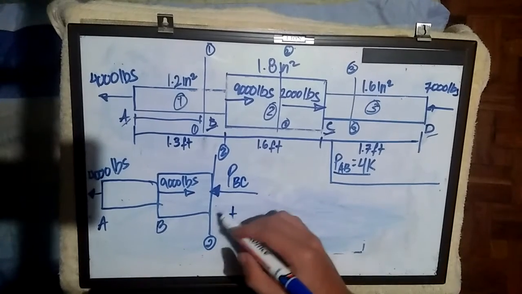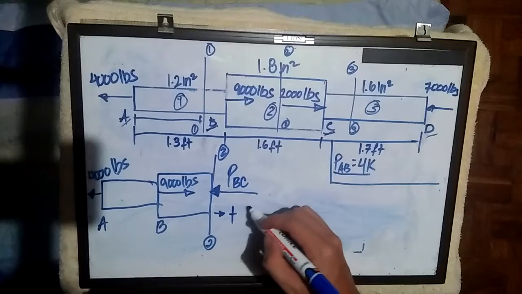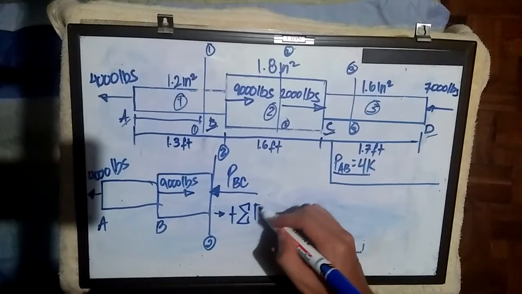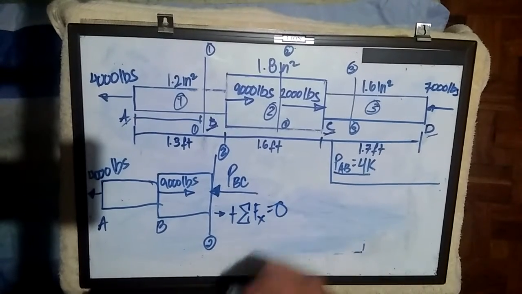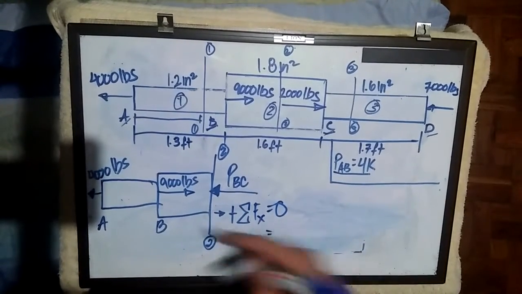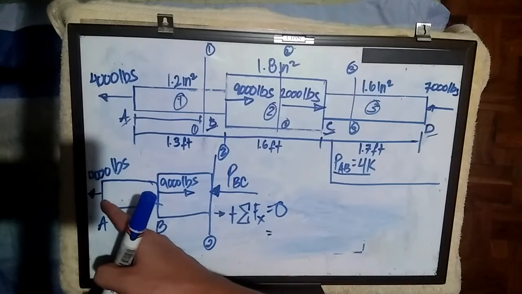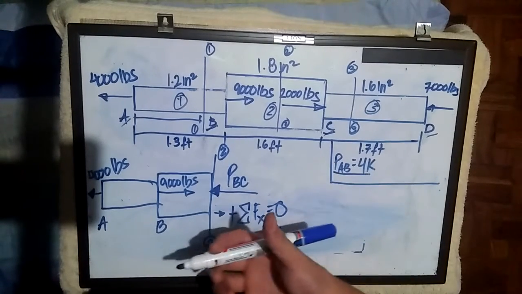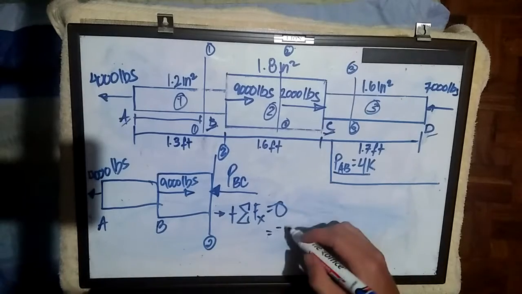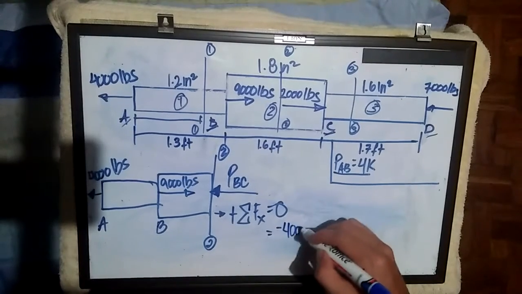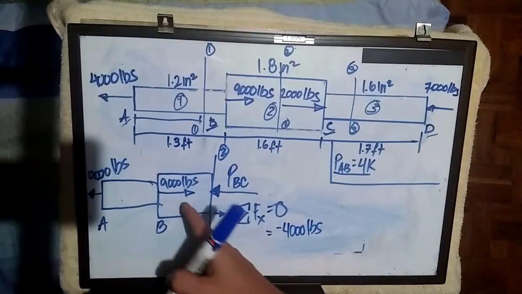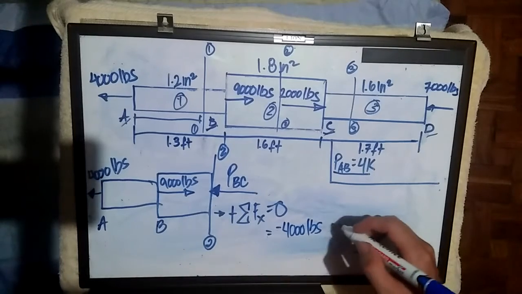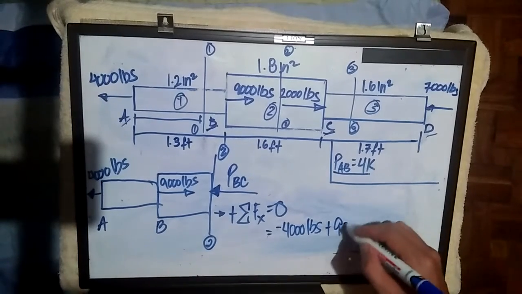And solution again, applying the laws of statics. Summation of forces along the x is positive going to the right, summation of forces x-axis equals to 0. And then is equals to, meron tayong 4,000 pounds dito going to the left. Kaya negative. Kasi yung assumption natin, positive daw papunta sa right. So, negative 4,000 pounds plus 9,000.